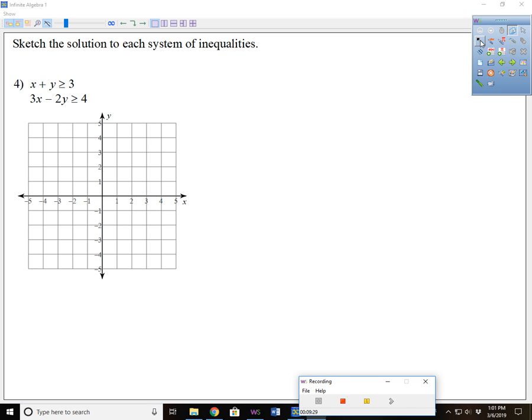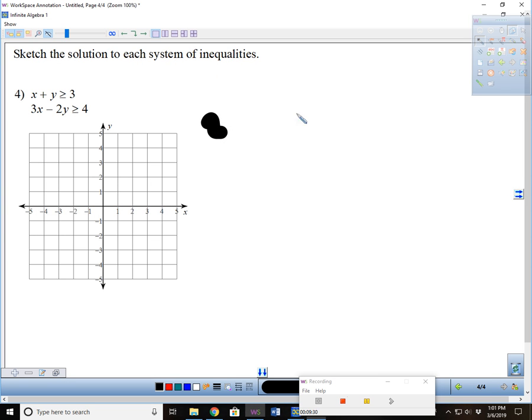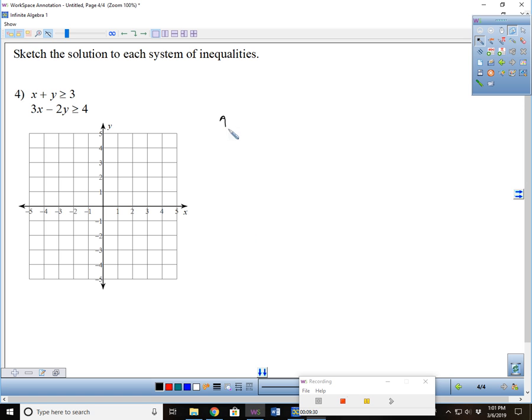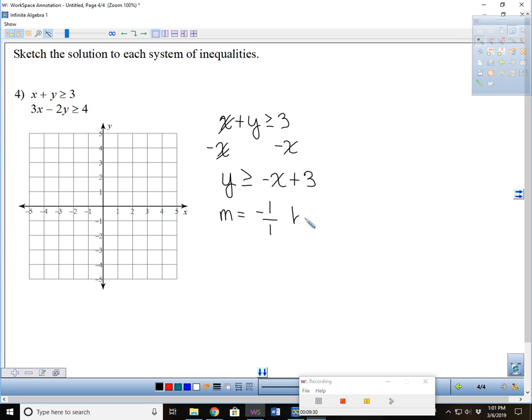All right, so I've got x plus y is greater than or equal to 3. Whoa. There it went again. So I solve for y by subtracting x. So I get y is greater than or equal to -x plus 3. So now that y is isolated, your slope is -1, make it a fraction by putting it over 1. And then your y-intercept is 3.